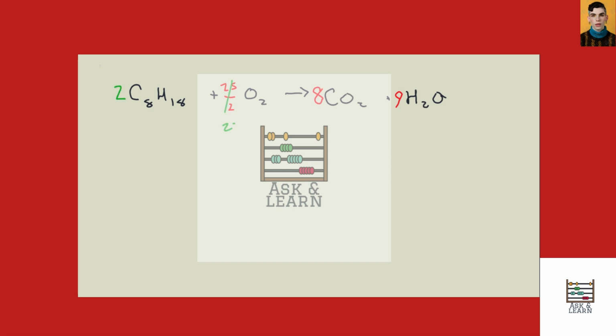Ideally, I would multiply all of those through by 2 as well, because we don't like to have non-integers. So we'd end up with a 2, 25, 16, and 18.